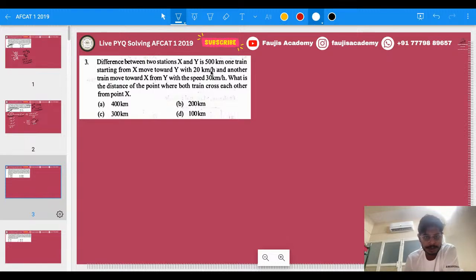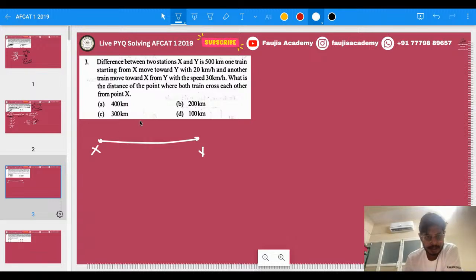Difference between two stations X and Y. Okay, there are two stations X and Y. When the number of participants is more, I feel good. At least 3, 4, 5, 10 should be the bare minimum number, right?